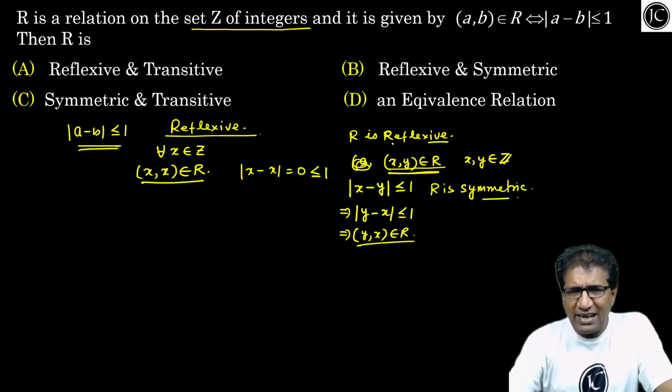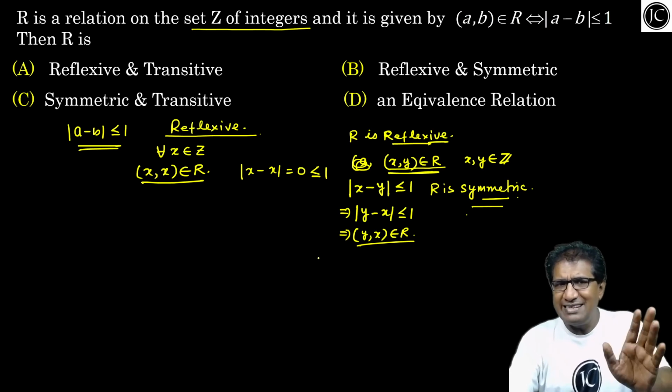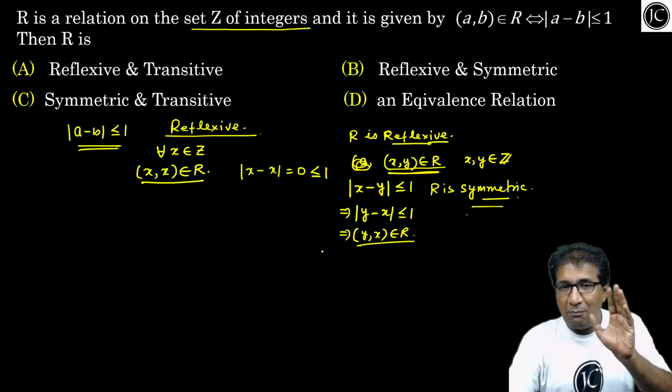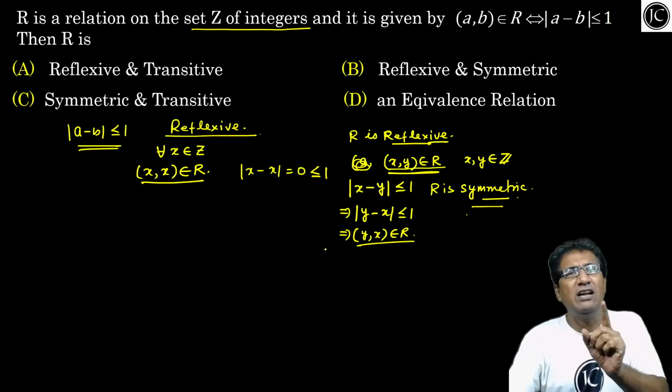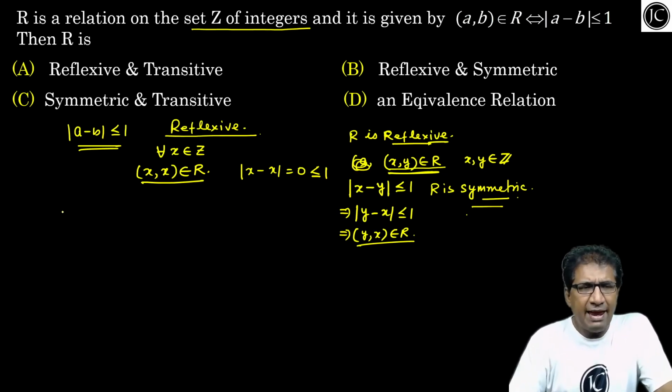So it is reflexive, it is symmetric. Okay? So option B, we are getting it. Right? Option B we have already decided will be the right answer. But now we have to check whether it is transitive or not. Let us check it.